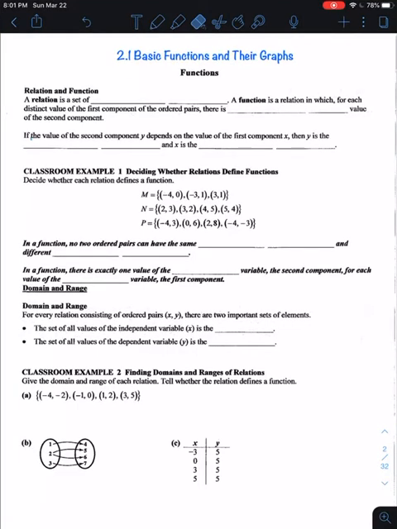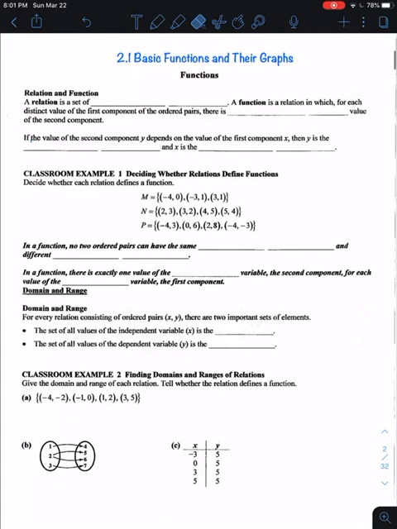This is section 2.1, basic functions and their graphs. All right, so let's get started. A relation is a set of ordered pairs. So we're going to put in here ordered pairs.